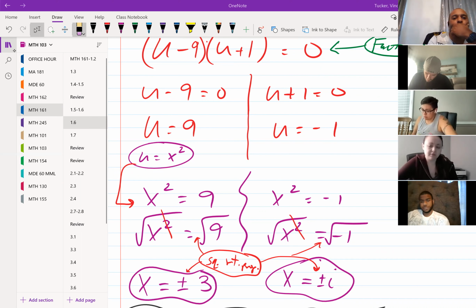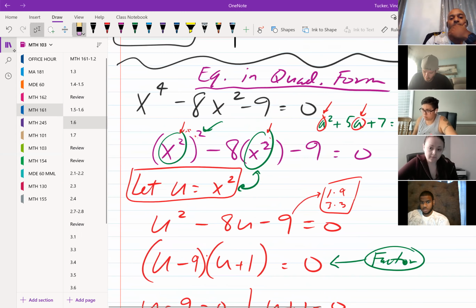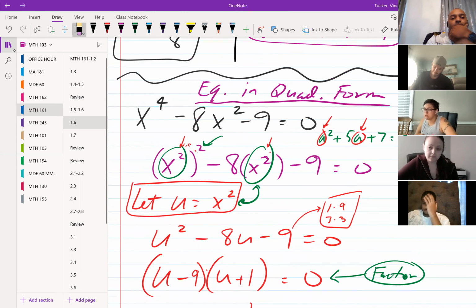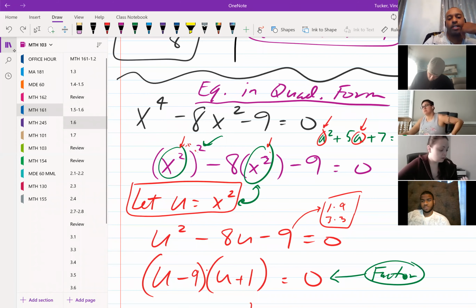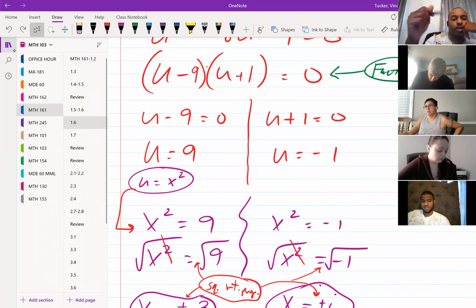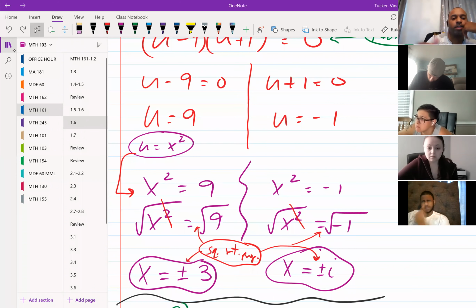Is there any possible way for us to check our answer when it comes to i? Yeah, plug it in. Just plug it into these x's. You do one at a time. So if you want to check 3, you plug 3 in there. If you want to check -3, you plug in -3. Each one of them you have to do, it's 4 different solutions. So you have to plug each one of them in individually and check your answer.